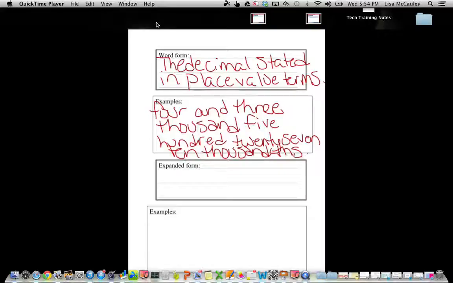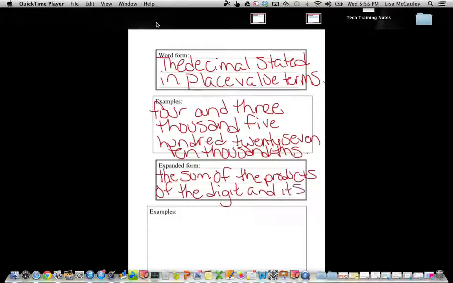Okay, now the next one is expanded form, and this is probably the hardest. Expanded form is just the sum, okay, which means to add, the sum of the products, which I hope you remember means to multiply, the products of the digit and its place value. Now I know that sounds probably very confusing, but it's actually quite easy.